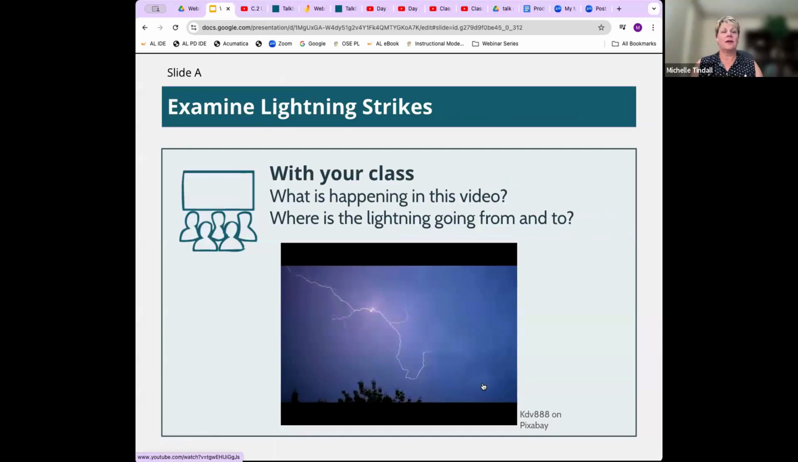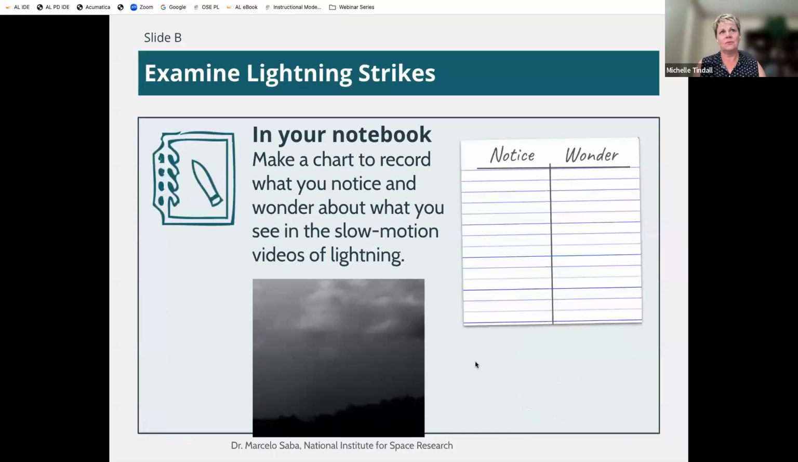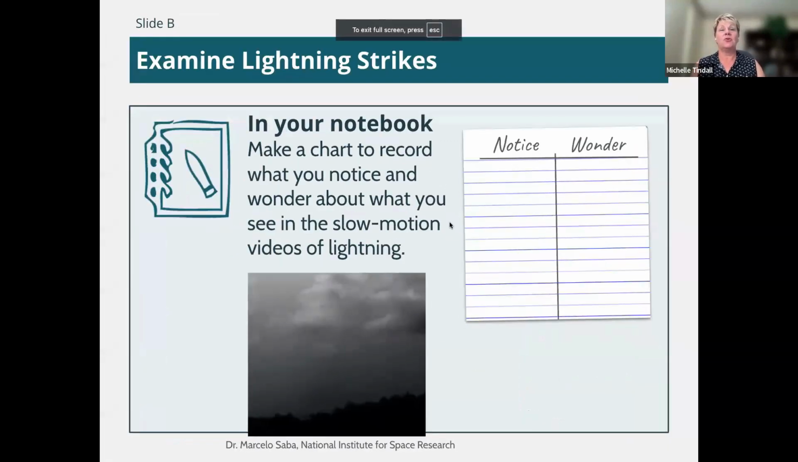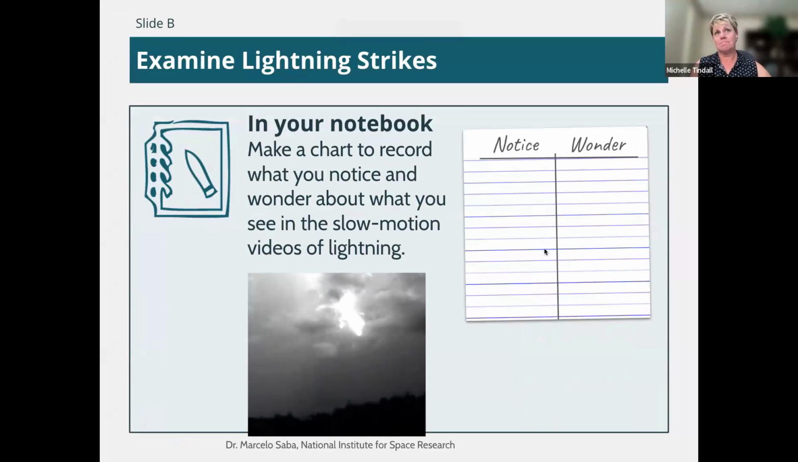Maybe think of, and if you need to jot down, where's the lightning going from and where's it going to? In your notebook or on your device there at your desk or wherever you happen to be, make a notice and wonder chart. What do you notice and what do you wonder about what you see in the slow motion videos of lightning? So jot down what you notice and what you wonder in these videos of lightning.